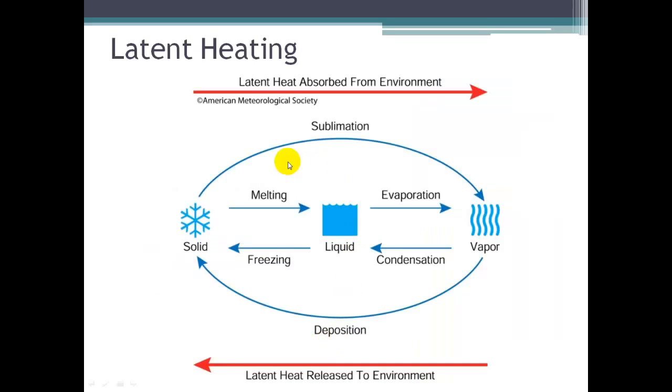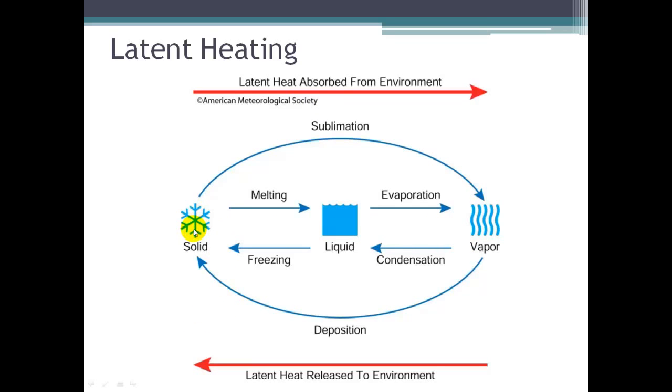So latent heating here, we see the three states of water: solid, liquid, and vapor. As we move from a state of solid or liquid to vapor, moving from left to right in this graph, it requires energy. So it needs latent heat, which is absorbed from the environment. Some of that available energy has to go towards making this phase change.